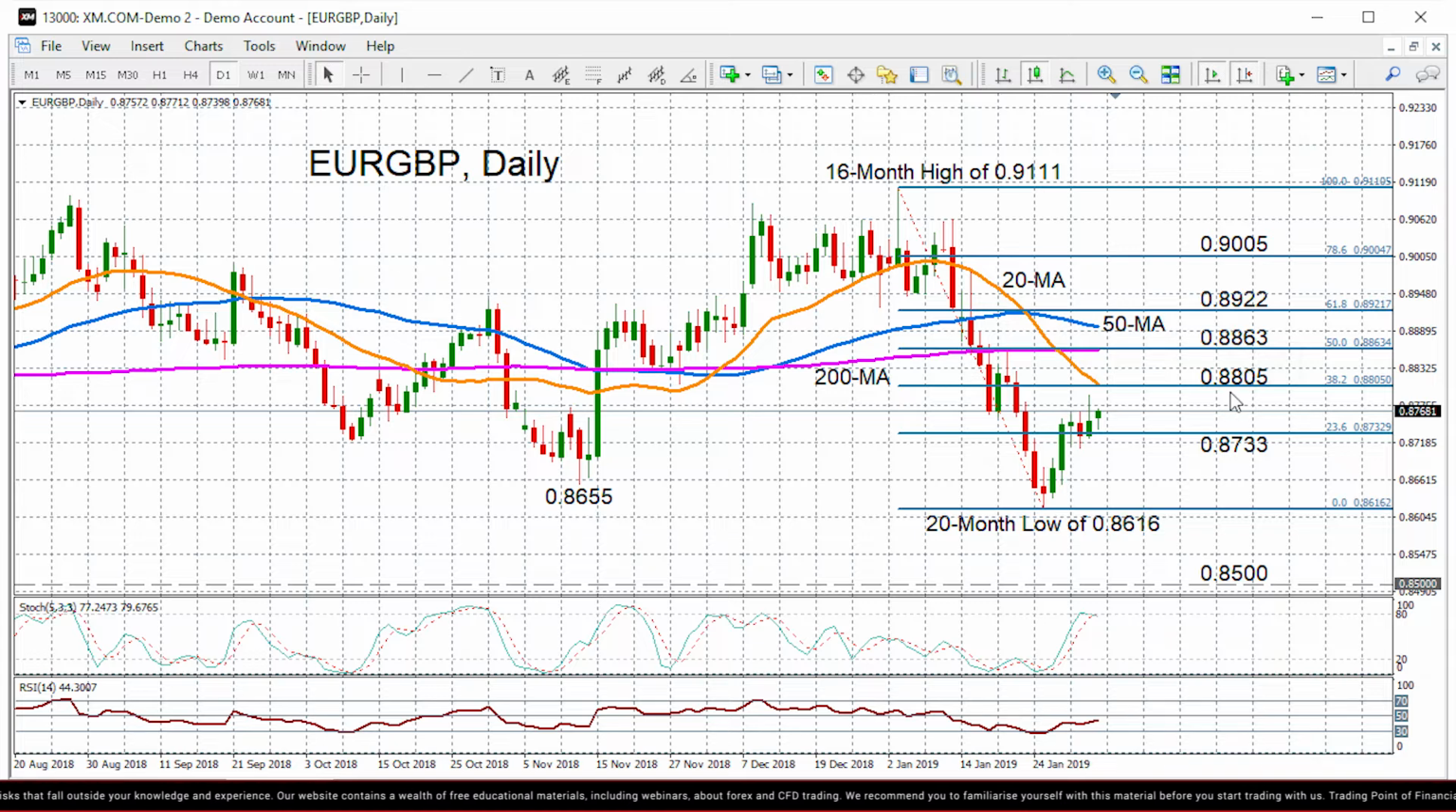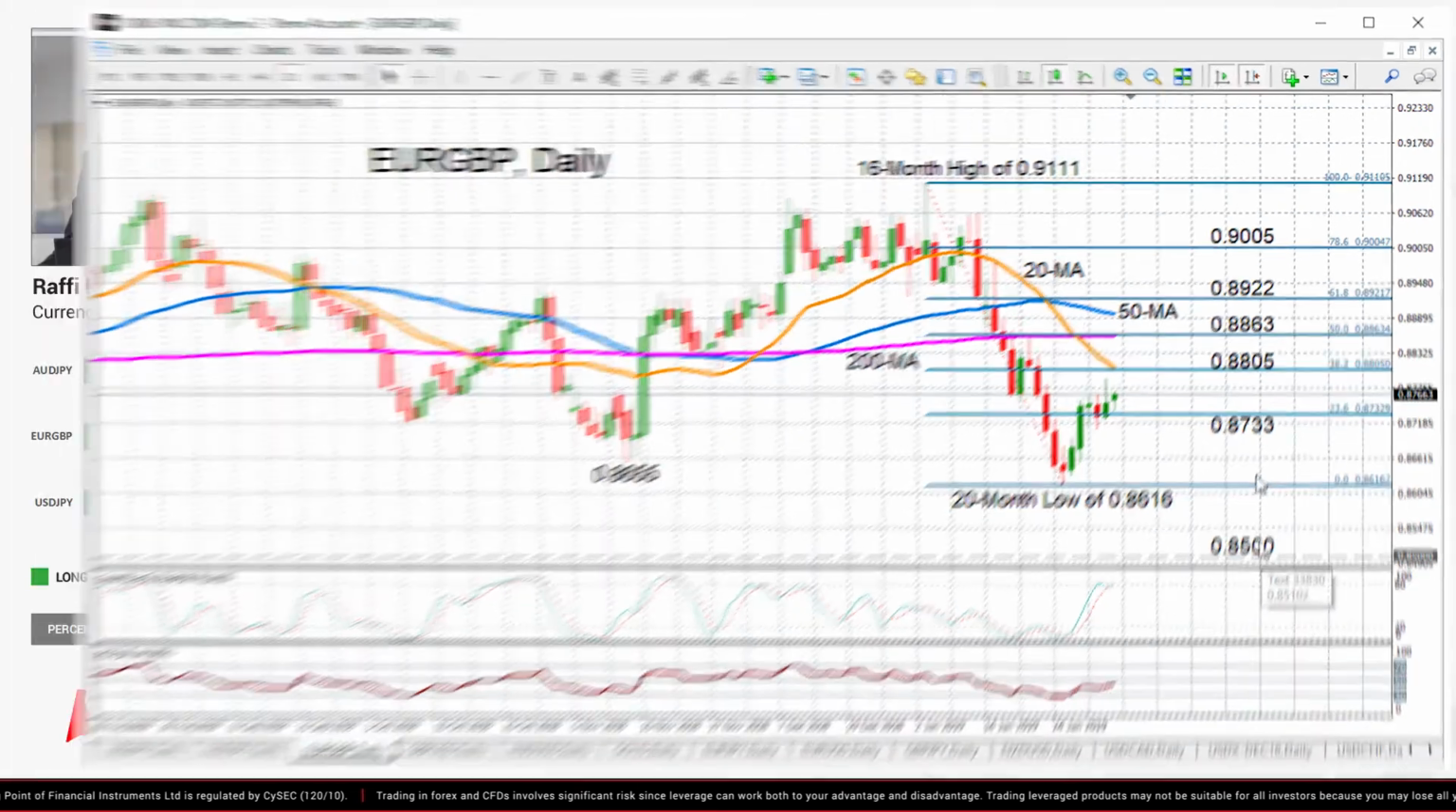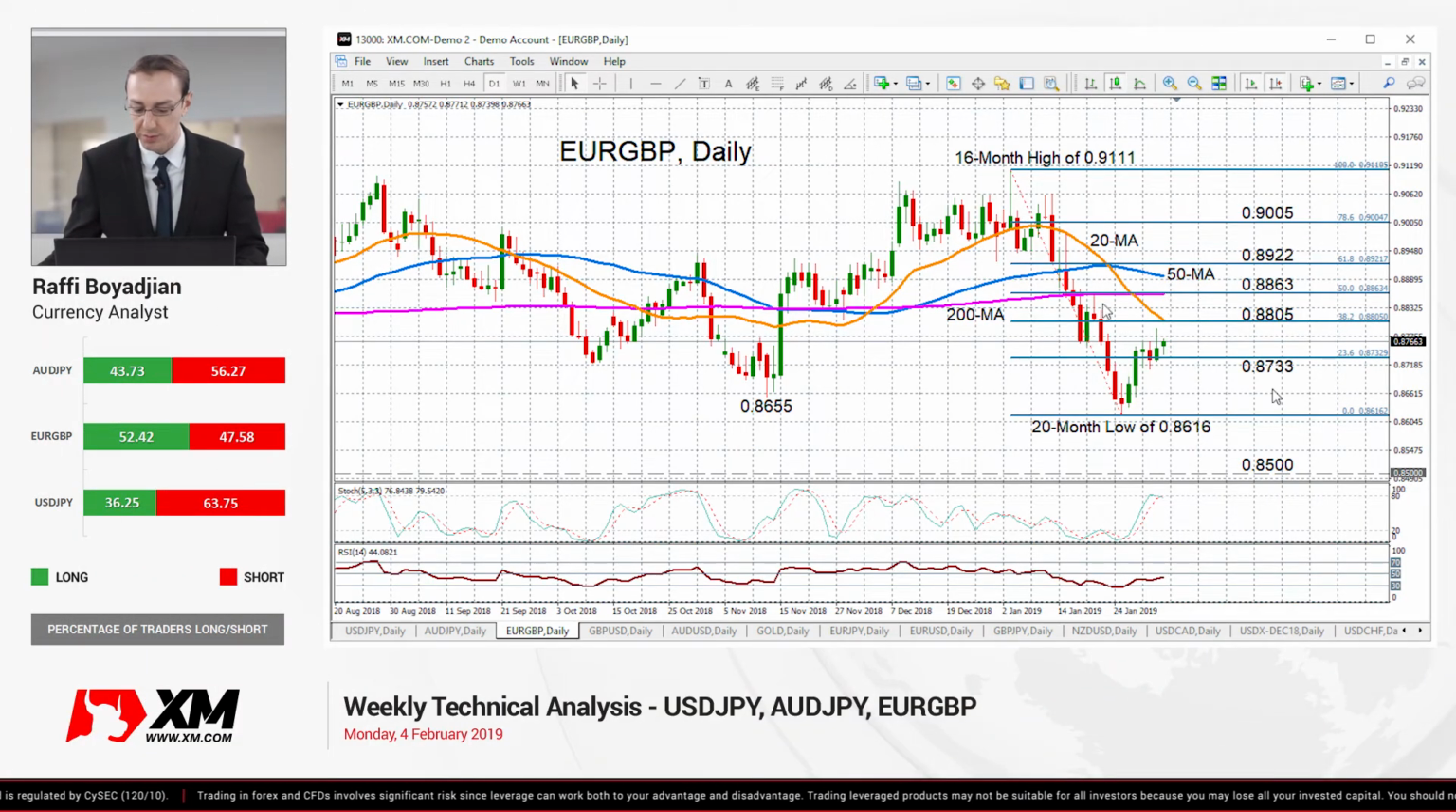However, if the 0.88 handle resistance level holds, euro pound would shift back down again towards the 0.8730 area. That's the 23.6% Fibonacci, and then breaching that level, we could see euro pound making another run towards that 20-month low of 0.8616 that it reached earlier in January, and below that the 0.85 handle would come into focus, and then we could see the current medium-term outlook, which is still neutral, becoming more bearish.